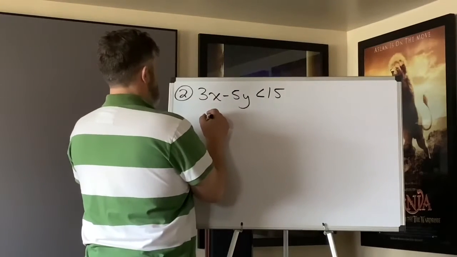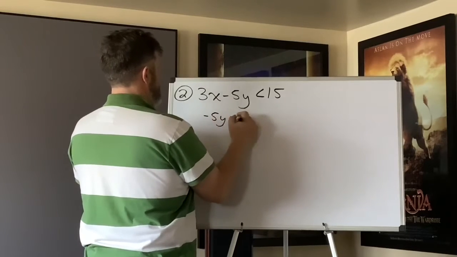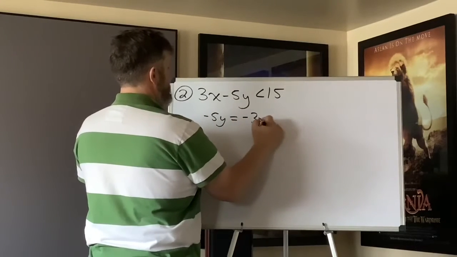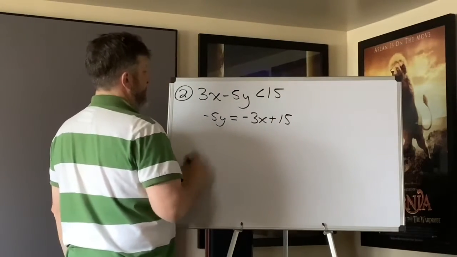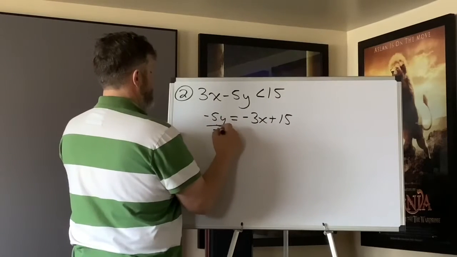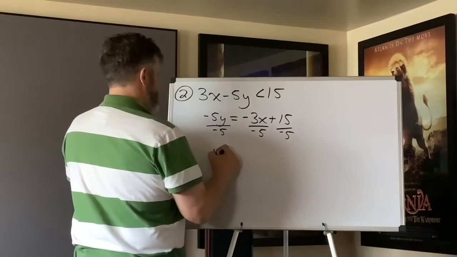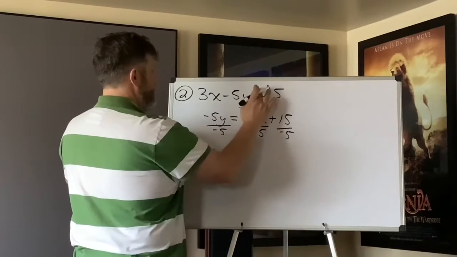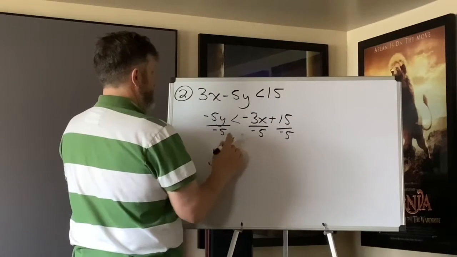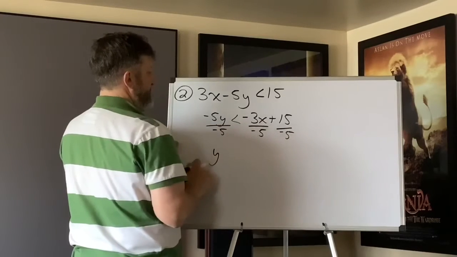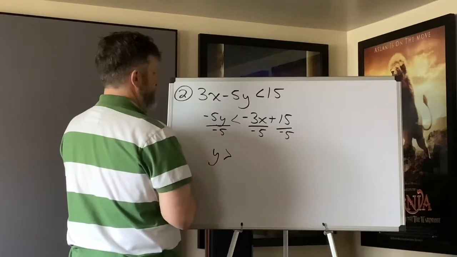I'm going to subtract. So first of all, got to bring the 3x over. So I have -5y equals -3x plus 15. Okay, so divide both sides by -5. Okay, y equals... that's supposed to be a less than sign, isn't it? Okay. Oh, but guess what happened? I divided by a negative, didn't I? So whenever you divide by a negative, the less than turns into a greater than. Okay?